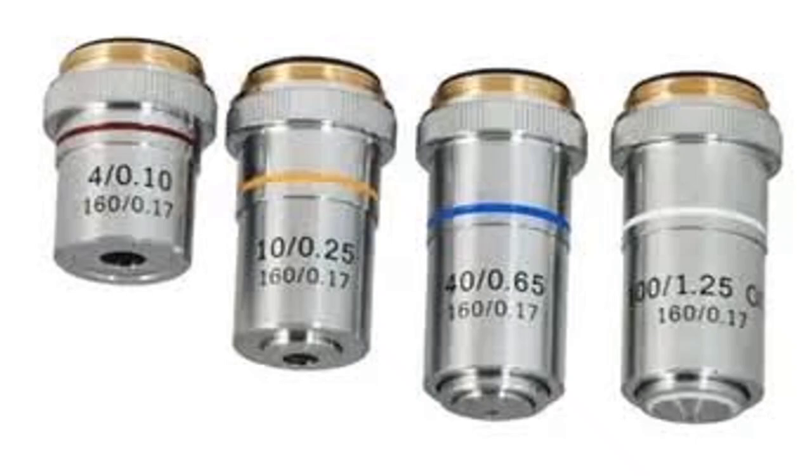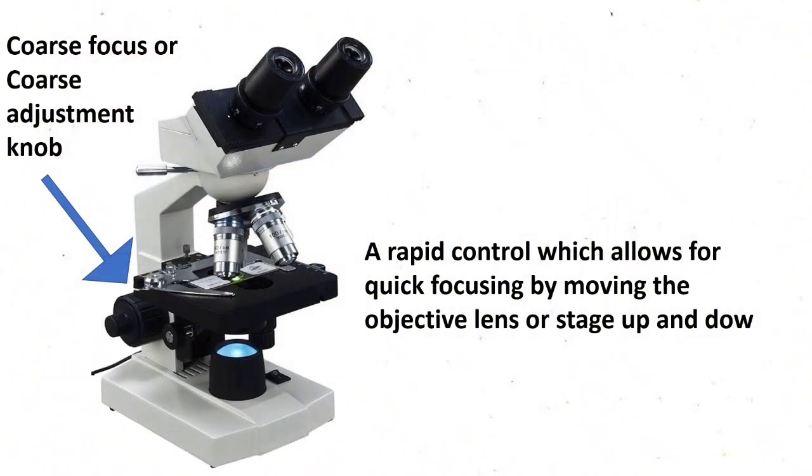Remember I told you this power comes in different magnifications. We have times 4, we have times 10, we have times 40, and we have times 100 magnification. So they come in different magnifications, and you can select any of these magnifications using the revolving nose piece. I hope you understand. I hope I'm making sense. So let's look at the next part.